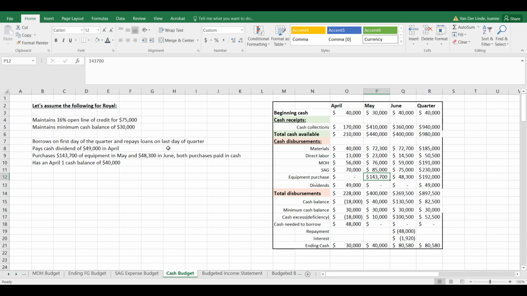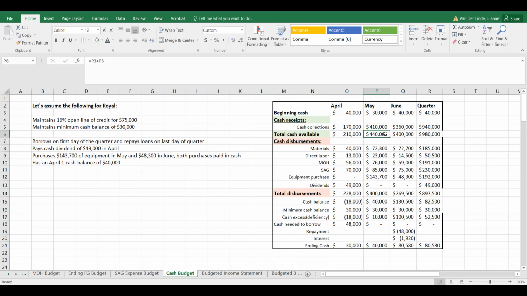But then they also tell us that in May, $143,700 of equipment was purchased. So we have that cash purchase of equipment here that we also have to include as part of our total disbursements. When we add together all these cash disbursements for May, we find that our total cash outflows is $400,000.